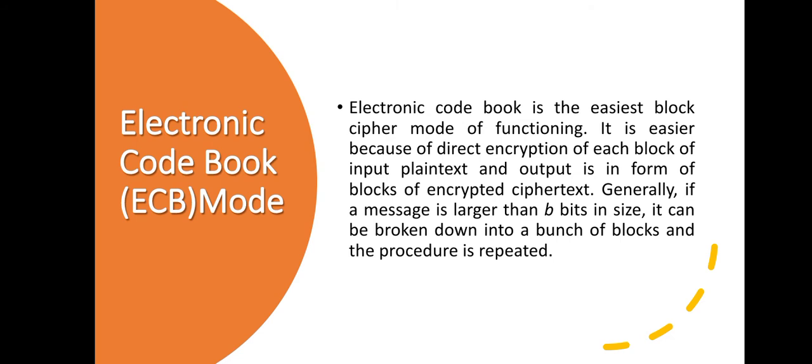So first one is electronic code book mode (ECB mode). Electronic codebook mode is the easiest block cipher mode of functioning. Why is it easier? Because of direct encryption of each block of input plain text, and the output is in the form of a block of encrypted cipher text. Here there is a 1-to-1 correspondence between the plain text block and cipher text block.